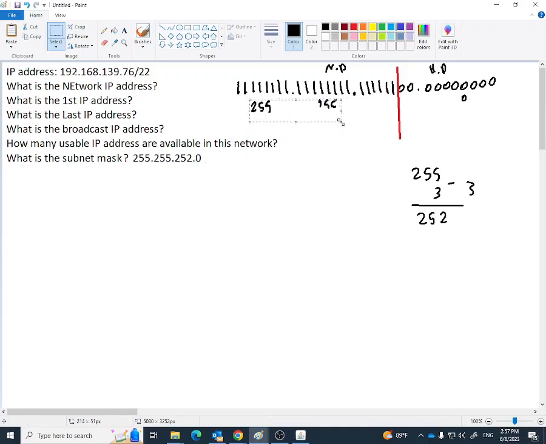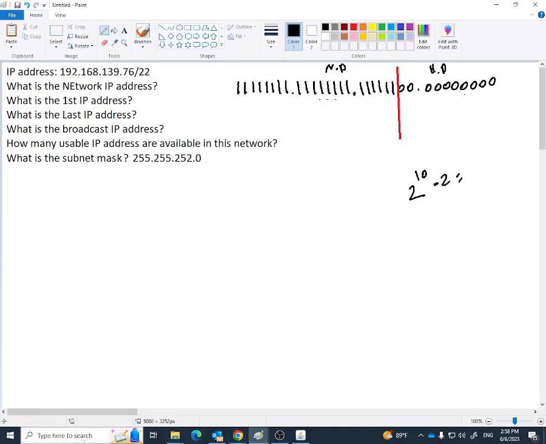I take it away. Delete this, and delete this. So that's the first thing that I know. Now let's do the calculation for the number of usable IP addresses as well, since we are talking about it. So how many bits do I have for the host portion? It's 10, 8 plus 2. So 2 to the power of 10 minus 2, that will give me the number.